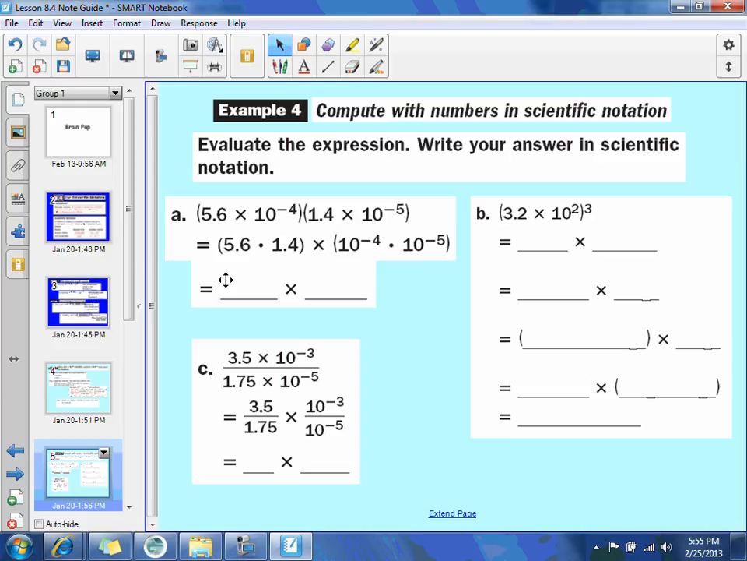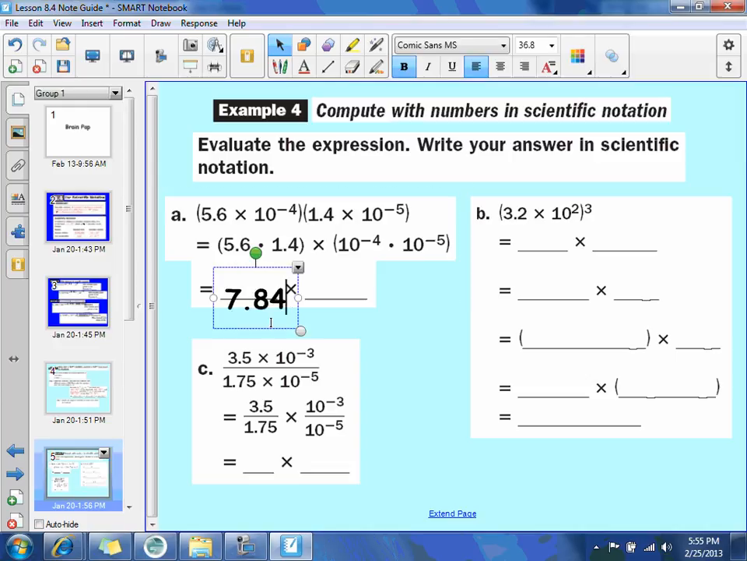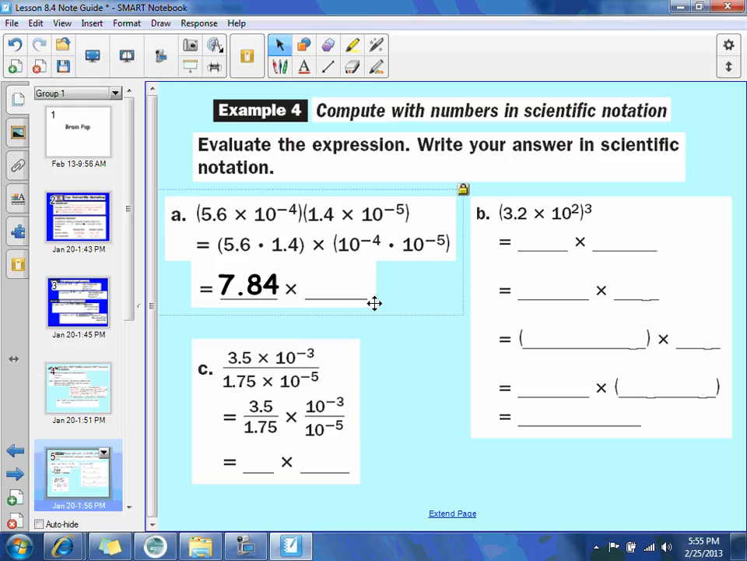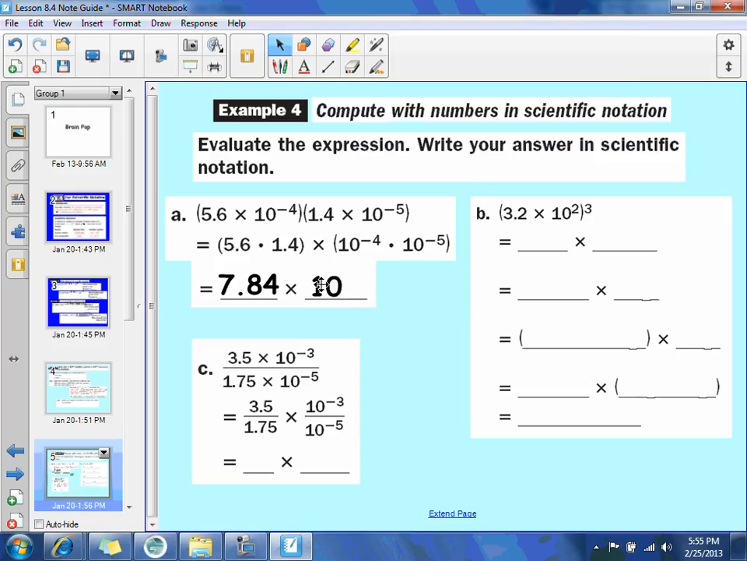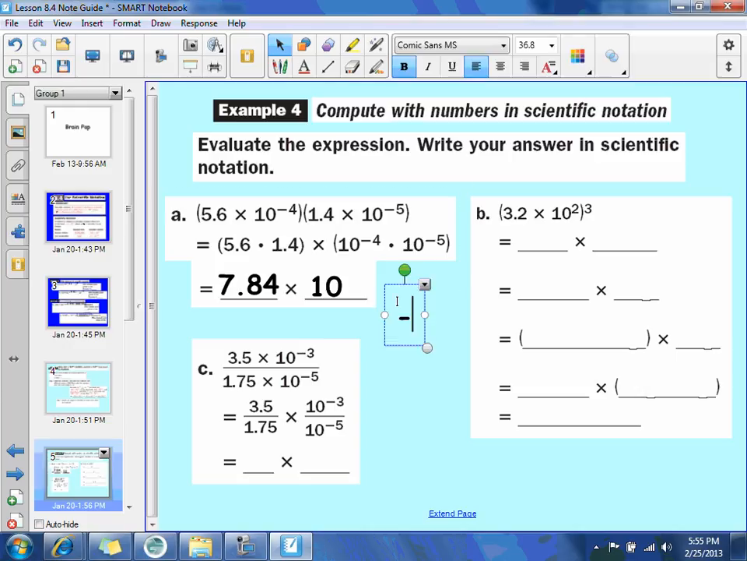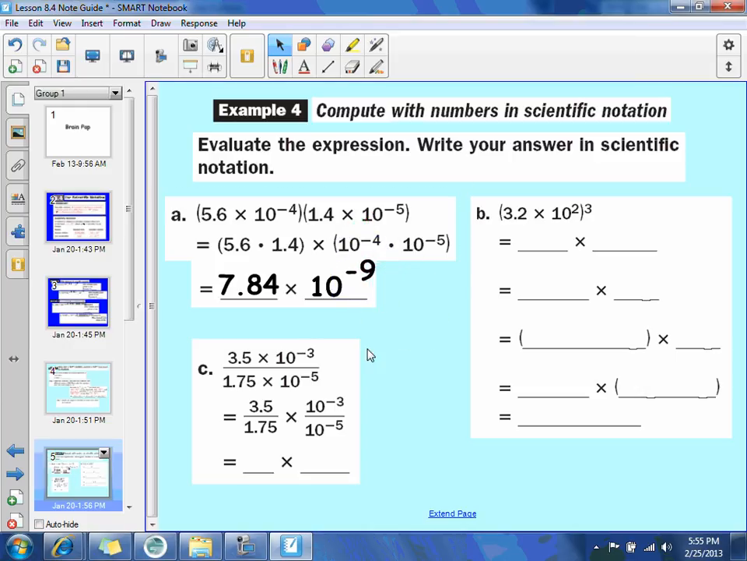And I'm doing what you're doing. Grab my calculator. 5.6 times 1.4 gives me 7.84. Now, 10 to the negative 4th times 10 to the negative 5th. Same base, so keep the base. But what are we going to do with the exponents when we're multiplying? We add our exponents. This answer is literally 7.84 times 10 to the negative 9th.